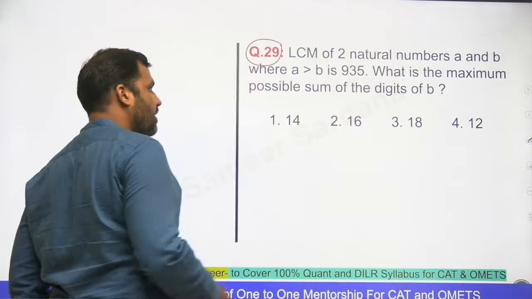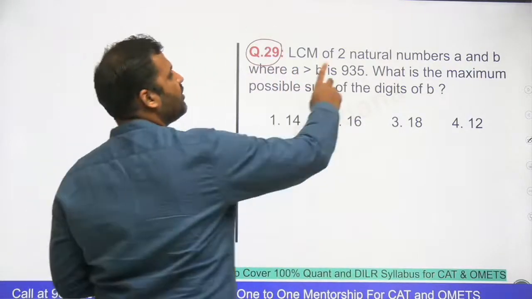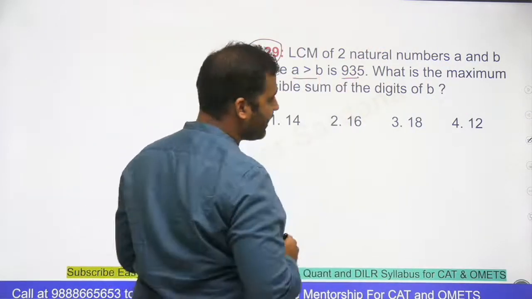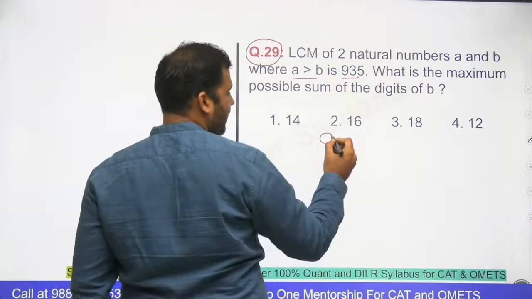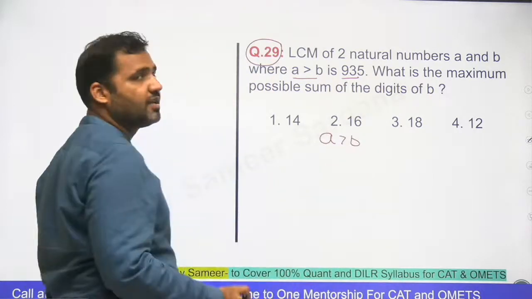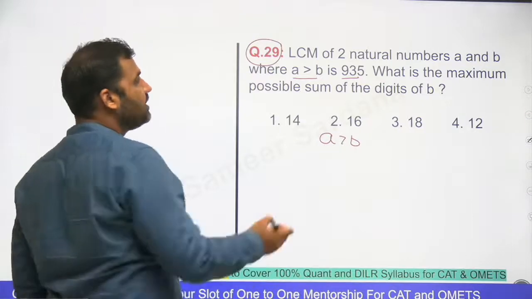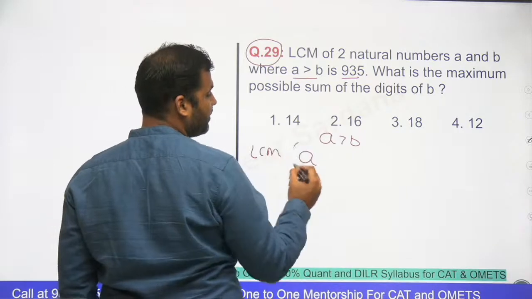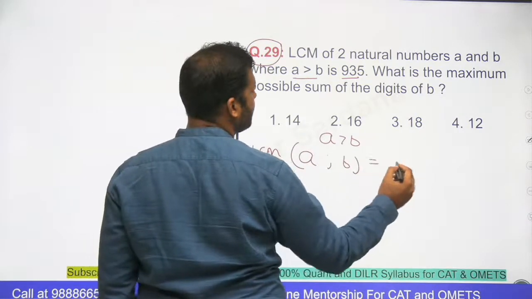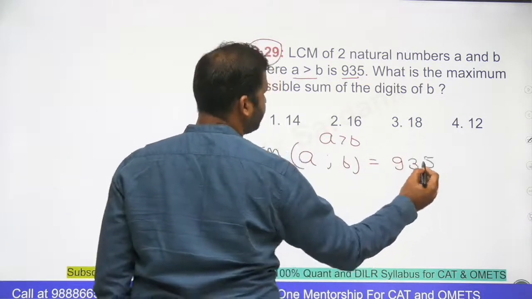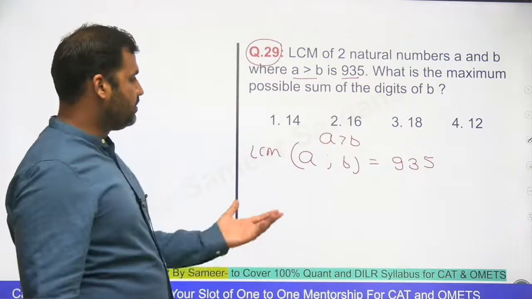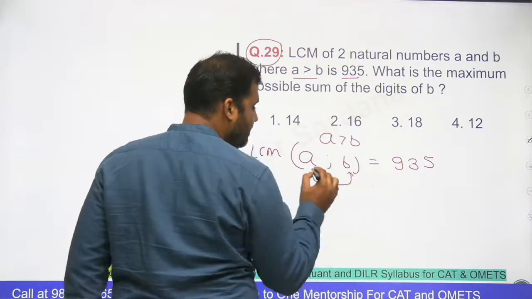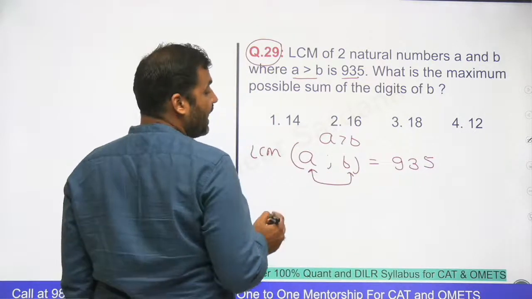देखो, question number 29 says LCM of two natural numbers A and B, where A is greater than B, is 935. बच्चों, A का value B से बड़ा है. The value of A is greater than B, and the LCM of A and B is given to you as 935. Now, what you need to do here is, guys, assume that there has to be something common between A and B.